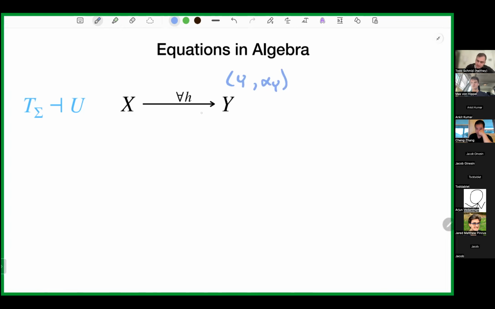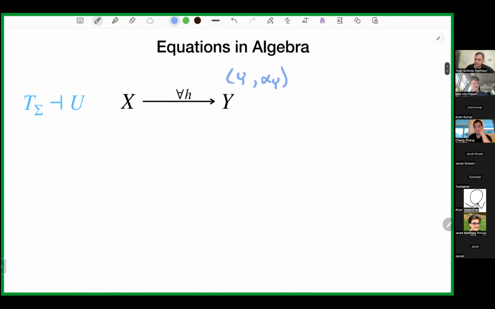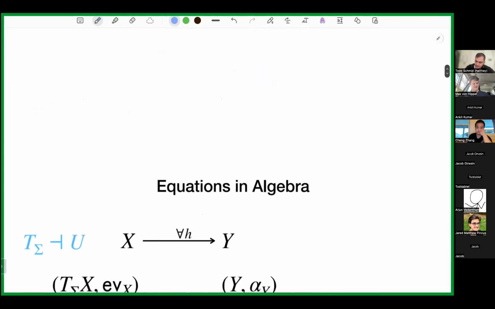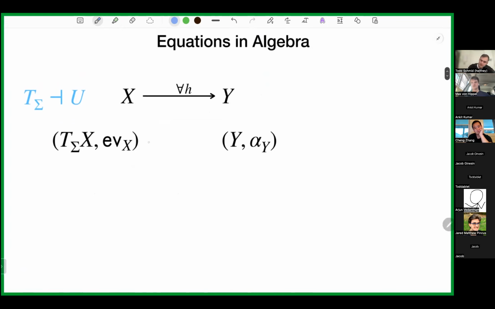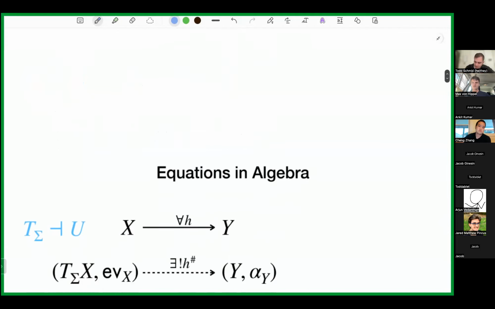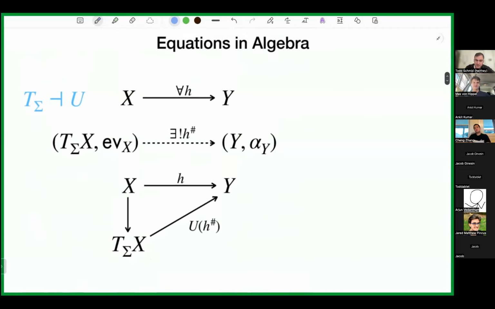So if I start with a function from the variables into Y, if I interpret the variables as elements of Y, then I get a unique way of extending that function to a function from the terms to the, not just a function, but a sigma algebra homomorphism from the terms to the algebra. And this basically just involves building the terms inductively and then evaluating them in the algebra. And I'll write this as like an H with a hash.